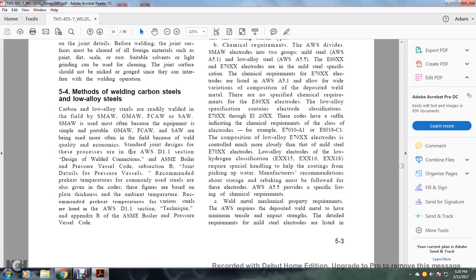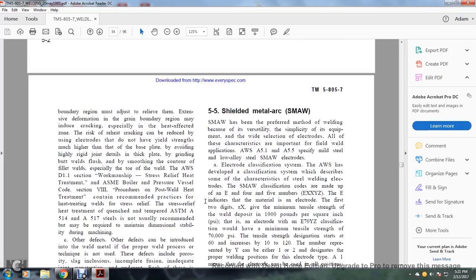For joint design, these processes are covered in the American Welding Society D1.1 section on the design of welded connections, and the American Society of Mechanical Engineers Boiler and Pressure Vessel Code subsection B, with joint details for pressure vessels. Preheat temperatures for commonly used steels are also given in the codes. These figures are based on plate thickness and ambient temperature. Recommended preheat temperatures for various steels are listed in American Welding Society D1.1 Appendix R and the American Society of Mechanical Engineers Boiler and Pressure Vessel Code.